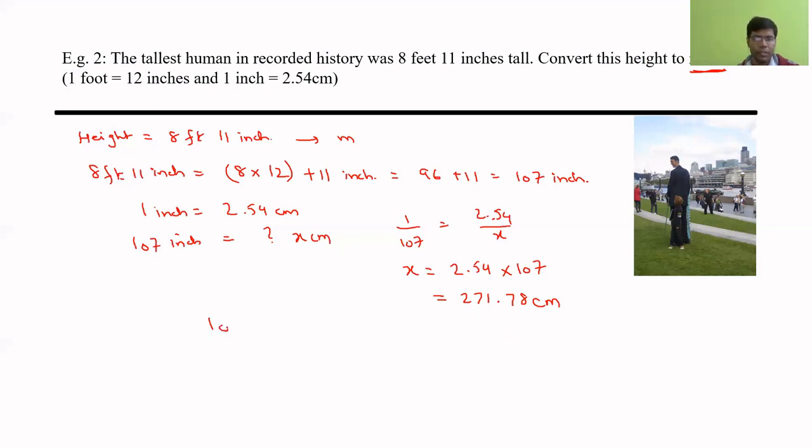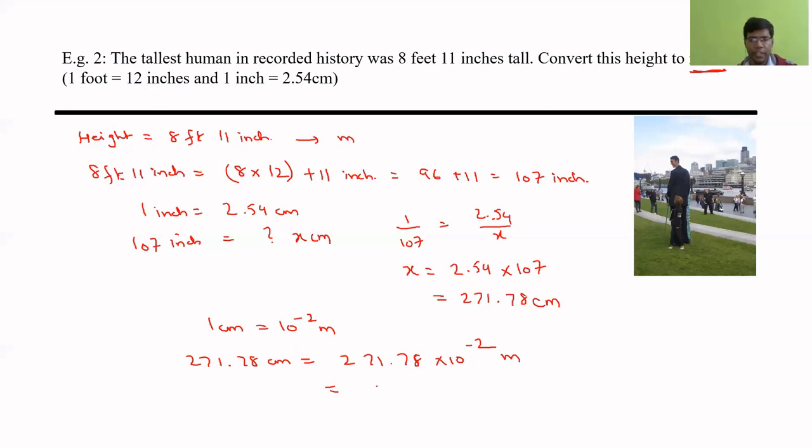Again, the same thing. We know 1 centimeter is equal to 10 power minus 2 meters, because we have the prefix as centi. So 10 power minus 2 over here. So 1 centimeter is these many meters. So 271.78 centimeters will be how much? Either you can take x or you can directly do it. It will be 271.78 multiplied with 10 power minus 2. These many meters will be the height of that person.